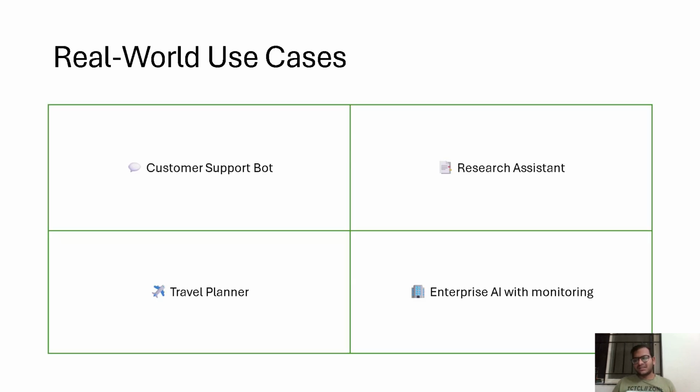Now, some real world use cases. Your customer support bots, because in customer support bots, we have a knowledge base, and we want the bot to answer the user based on that particular knowledge base, or you can say knowledge center. Then there is a research assistant. You can also make enterprise AI, which includes monitoring also. And you can make a number of cases, this is just an example. You can make anything, whatever you can think, you can make.